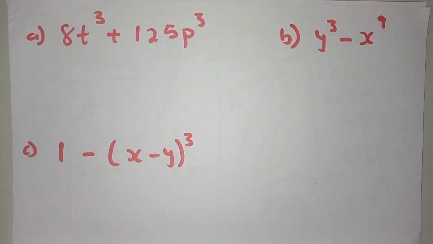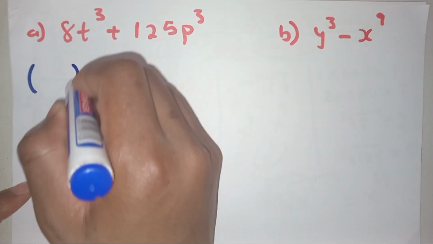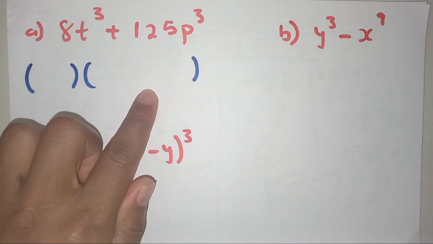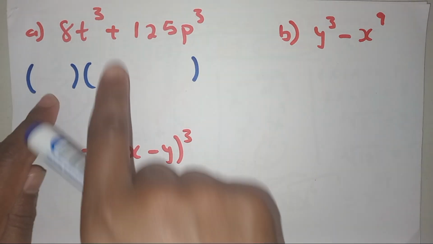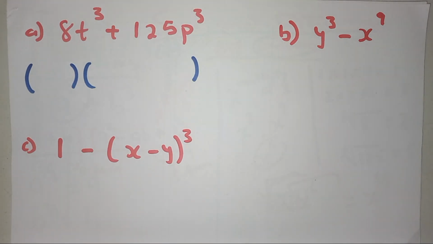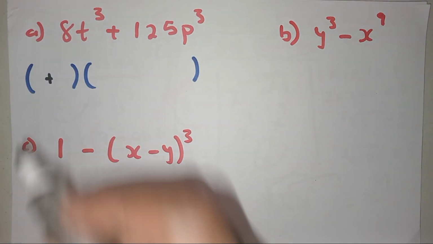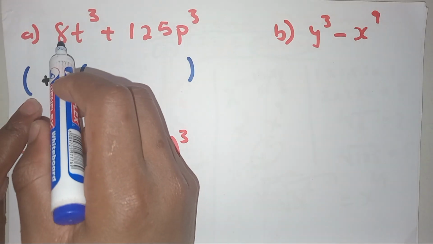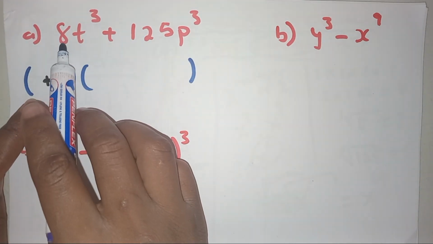So we have these examples. We are having 8t exponent 3 plus 125p exponent 3, right? So what are we going to do? We are going to initiate by writing our format, which is small brackets, bigger brackets. So what do we write here? We take this sign, we write it here. It's plus, this sign. And then from then, we are going to look for the cube root of this one.